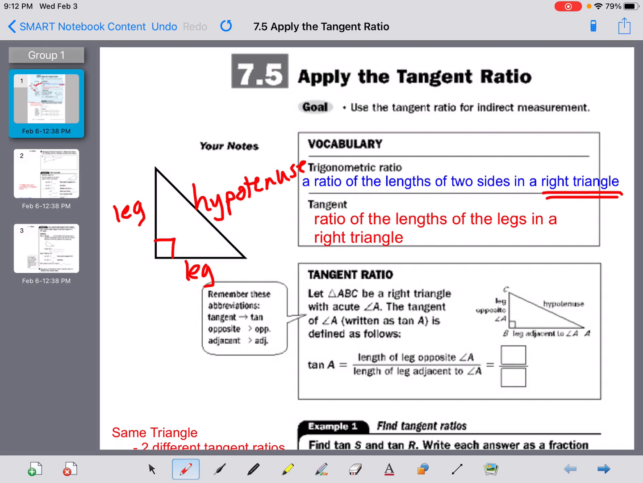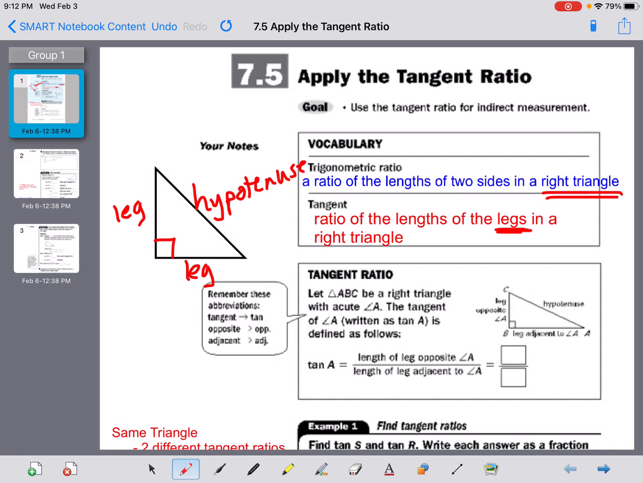Okay, so we need to remember that we have those three sides of every right triangle. They can all be different lengths. They can never all be the same length, not in a right triangle. So sometimes you have two of the legs that are the same. Of course, the hypotenuse is always the longest, okay? So we're going to start just today with just the tangent ratio. And the tangent is the ratio of the lengths of the legs. So what we're going to deal with are the legs, okay?